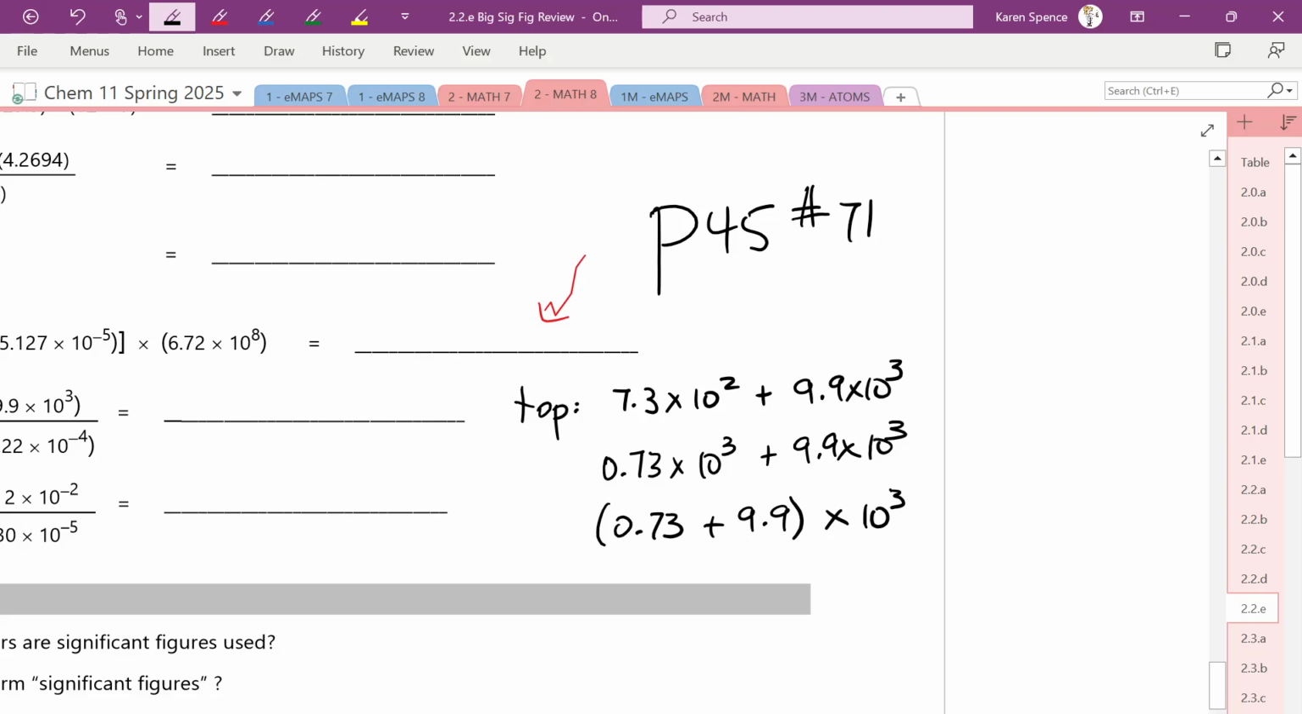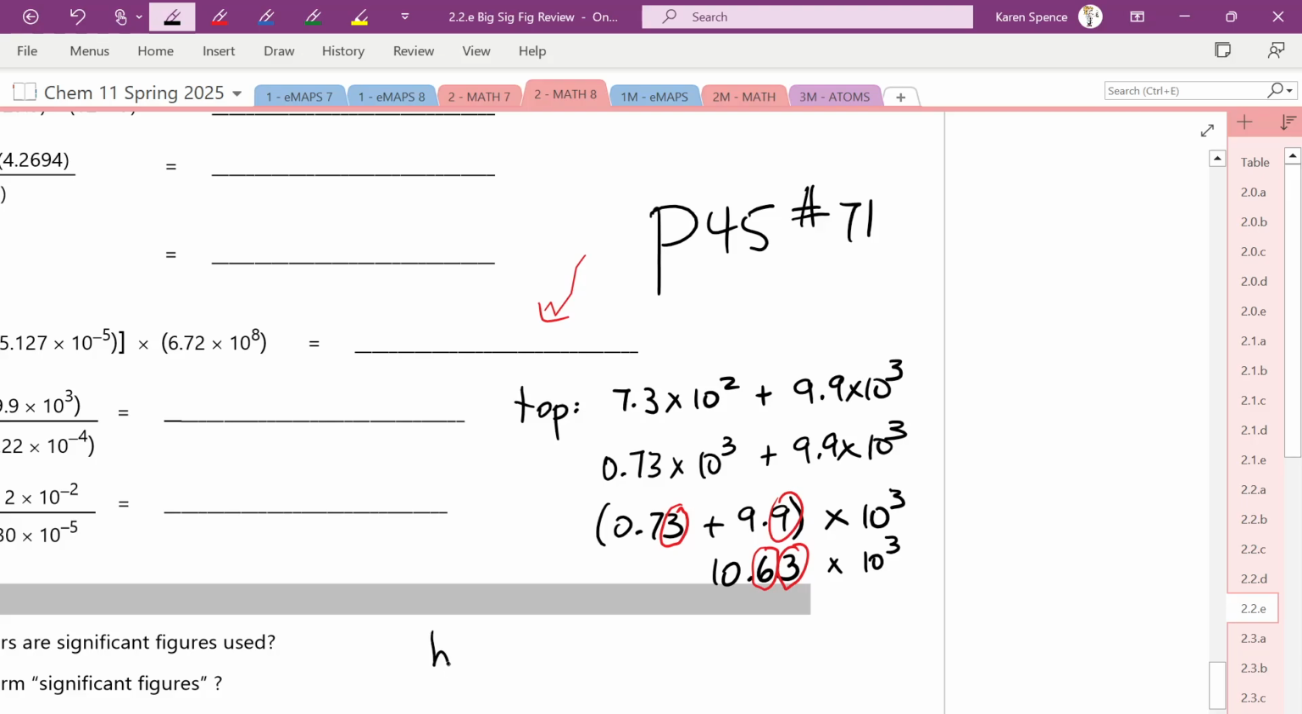And I also need a calculator. 0.73 plus 9.9 is 10.63 times 10 to the 3. Now, that has an uncertain digit in the hundredths and an uncertain digit in the tenths. Okay, so I'm just going to keep track of that.